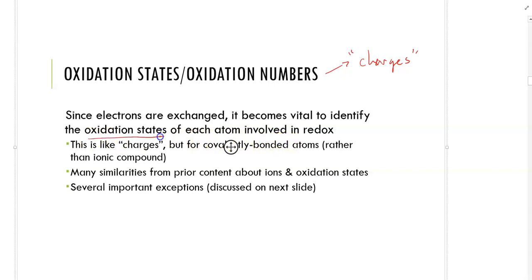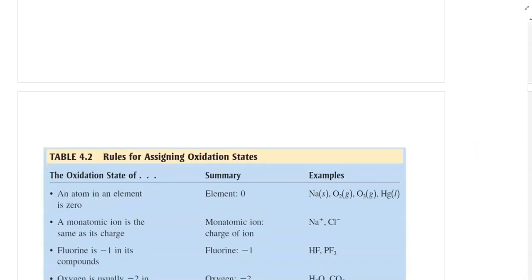Now, notice how, again, we're not saying necessarily charges, but specifically oxidation states. By the way, oxidation states and oxidation numbers are actually interchangeable. The word charges is a little bit more specific to just ions. This is like charges, but instead for covalently bonded atoms rather than just ionic compounds. And again, there's some similarities and overlap that we talk about. So let's take a look at this next slide.